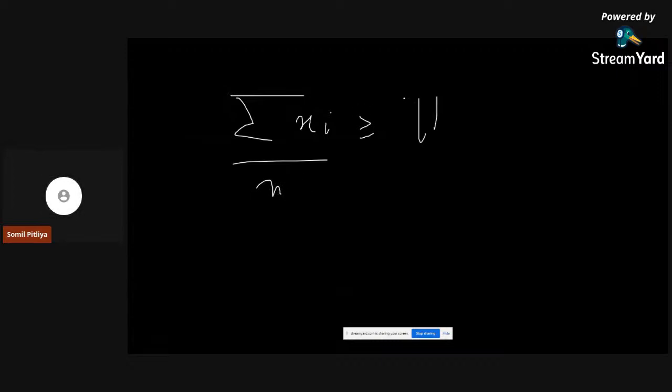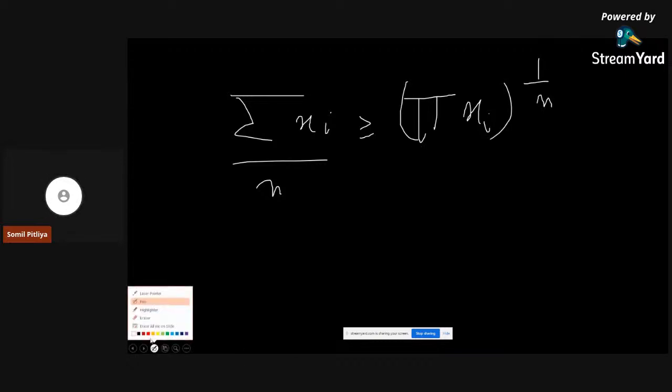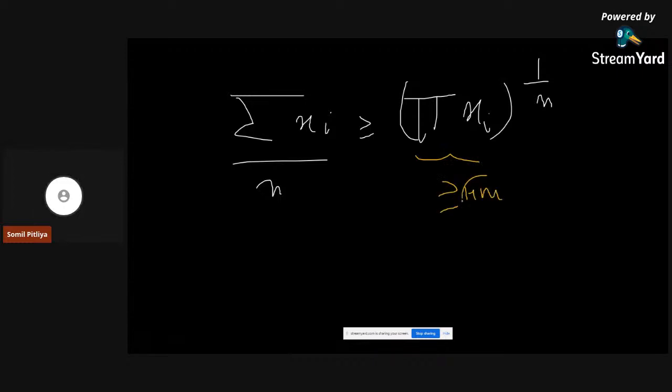So we can also write this in generalized form, that is, sigma xi upon n is greater than or equal to pi xi to the power 1 upon n. And in the next video, I will prove that this is greater than or equal to the harmonic mean, that is.